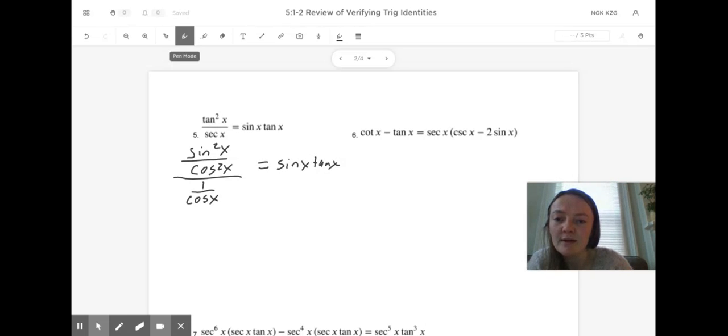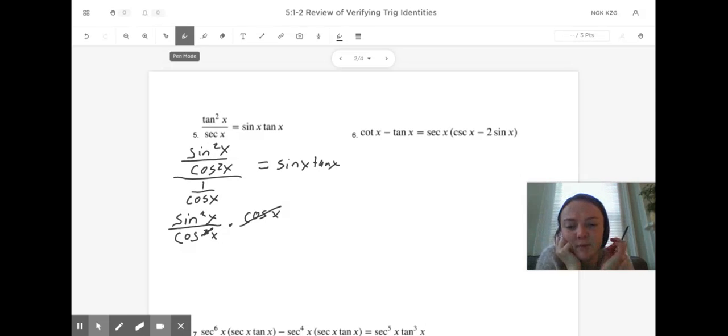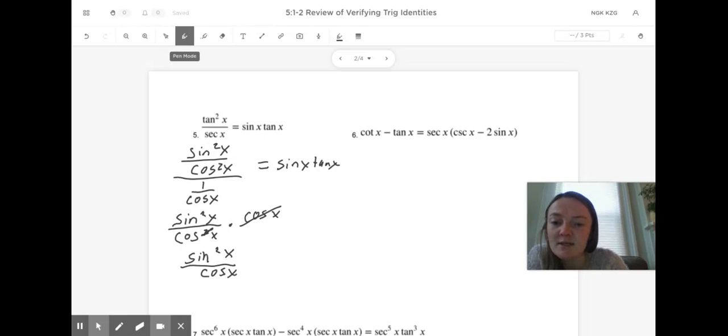Well, if I rewrite this just a little bit, I could use keep it, switch it, flip it. So I could say that this is sine squared x over cosine squared x times cosine of x. So what we can see here is that one of the cosines will cancel. Cosine squared divided by cosine is just cosine. So now what I'm left with is sine squared x all over cosine x. Does it equal sine x tangent x?